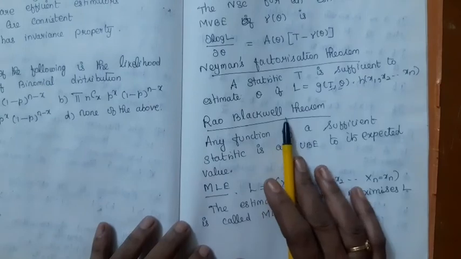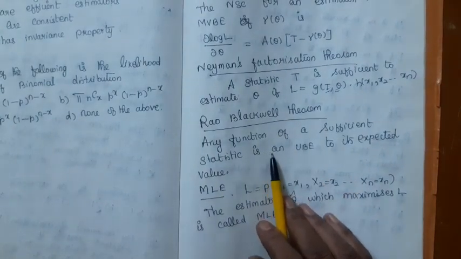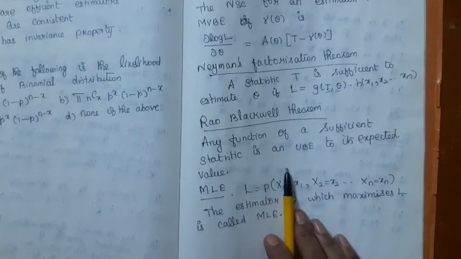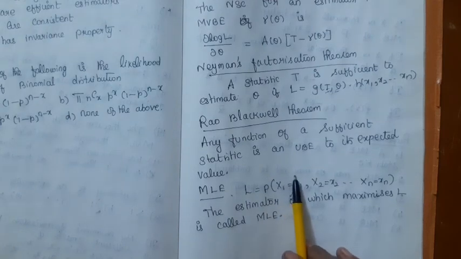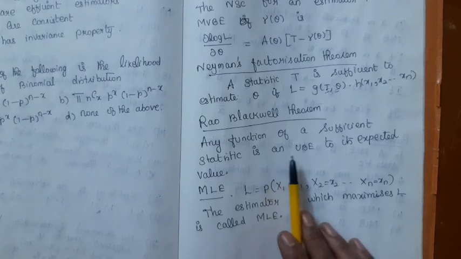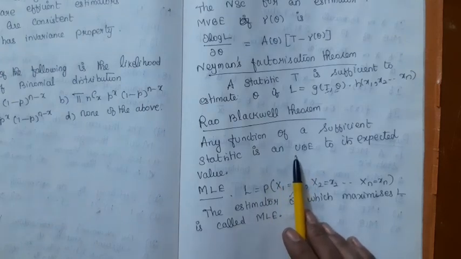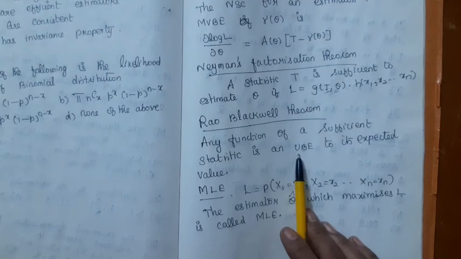Then what is the purpose of the Blackwell theorem? Any function of a sufficient statistic is an unbiased estimator of its expected value. So this Blackwellization, this process, any function of a sufficient statistic will be an unbiased estimator of its expected value. This is actually the theme of Blackwellization. You try to find the MVUE through a sufficient statistic.